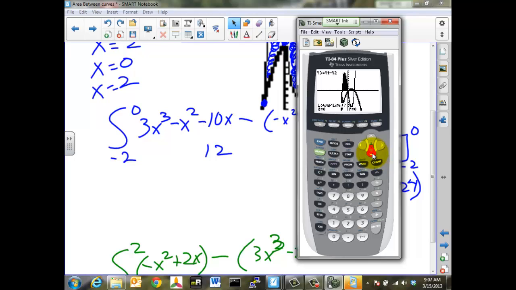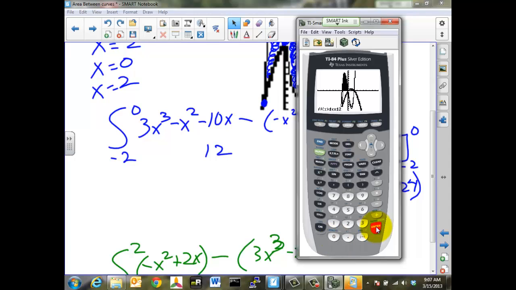All right, go to y3. What does it say? y1 minus y2. Okay, so you want to leave it there. Change your lower limit to negative 2. Press enter. Make your upper limit 0. Press enter.